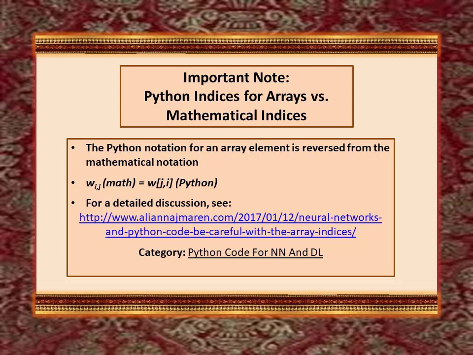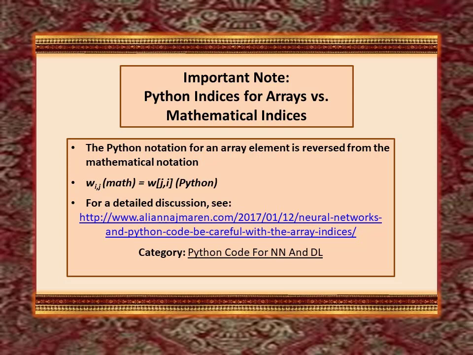Now here's a very important little technical coding note. If you're going to code your own neural network using pure raw Python, and we're talking about using vectors and arrays and array multiplication, that sort of thing, you really want to pay attention to this particular point. The way that the indices show up in mathematical notation is reversed from that used in Python array notation. And I've got a whole blog devoted to that topic.